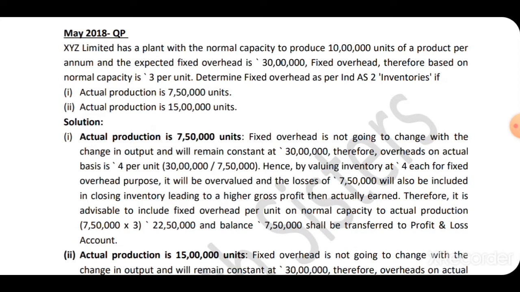As we already know, fixed overhead has to be calculated only on normal capacity. It is not based on actual capacity. So you should not be confused by these words. Determine fixed overheads as per Ind AS 2 Inventories. In case 1, actual production is 7,50,000 units; in case 2, actual production is 15 lakh units. It is asking us to calculate the fixed overhead.